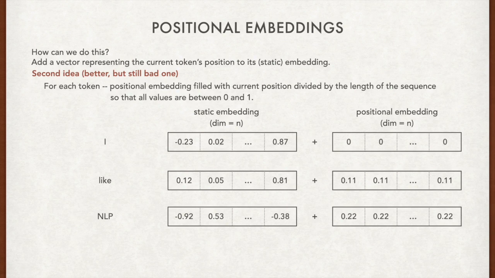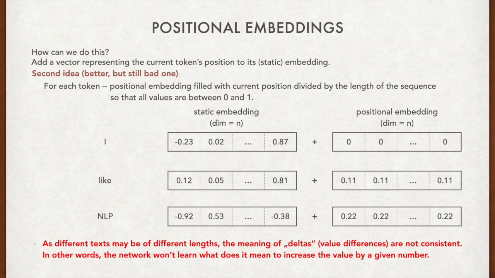Indeed, this is a better solution, but it also has its drawbacks. The biggest drawback related to it is the fact that the intervals between values will mean different things depending on the sequence size, and the network won't be able to learn a meaning from this. Consider, for example, two sequences of words. One that contains 10 elements and one that contains 1000 elements. The increase of 0.1 in value of the positional embedding content in the second context represents a difference of 100 words, because 10% of 1000 is 100.